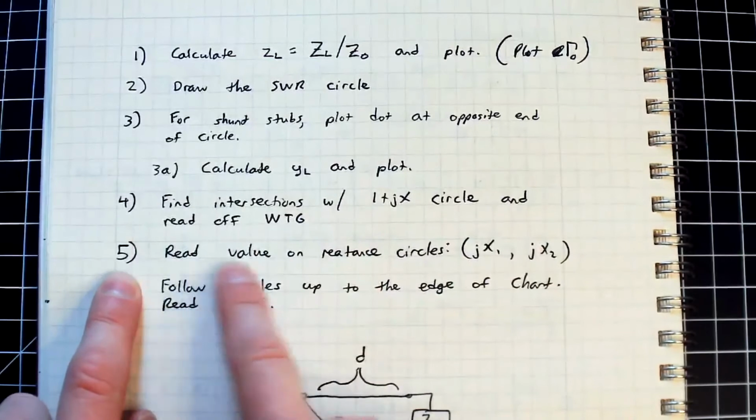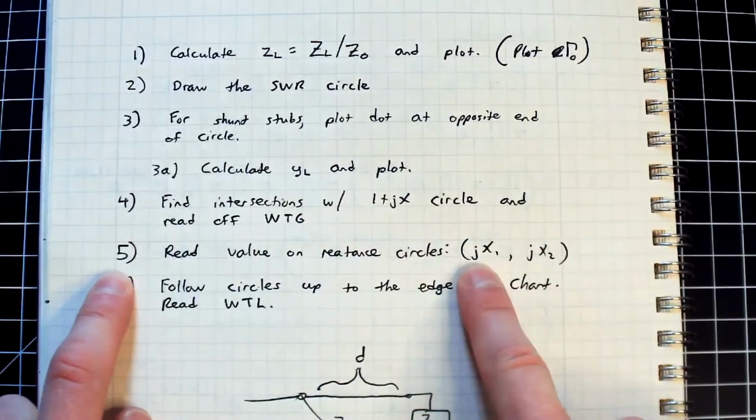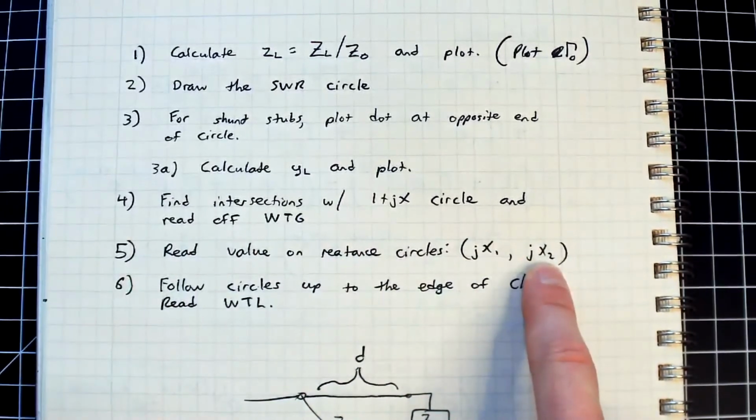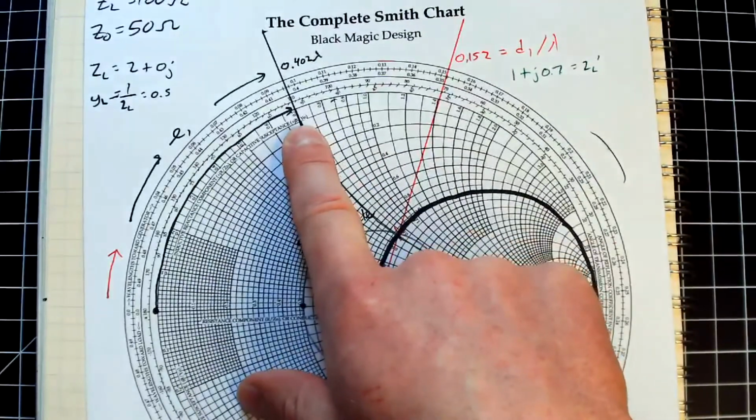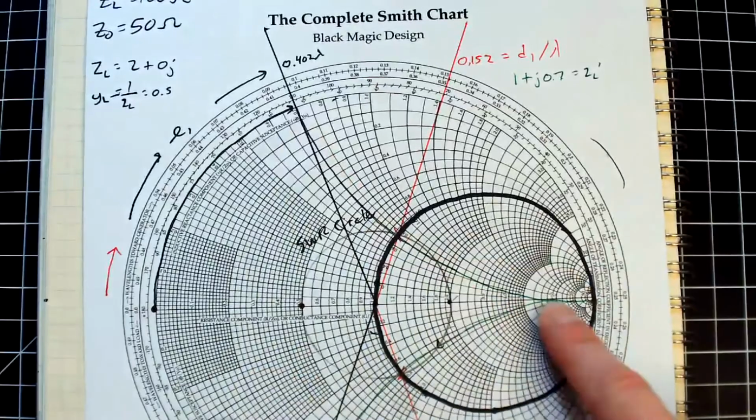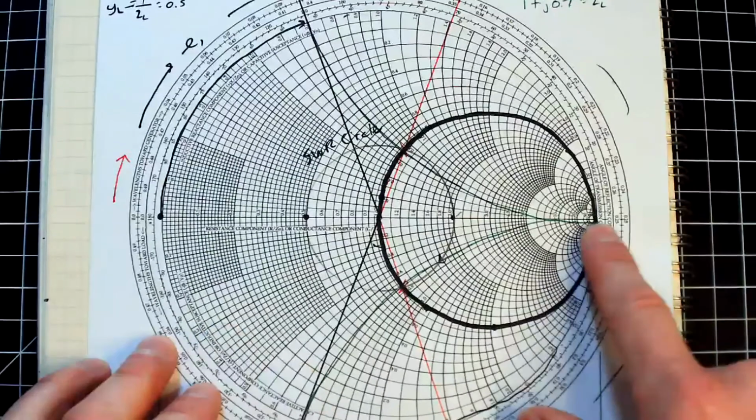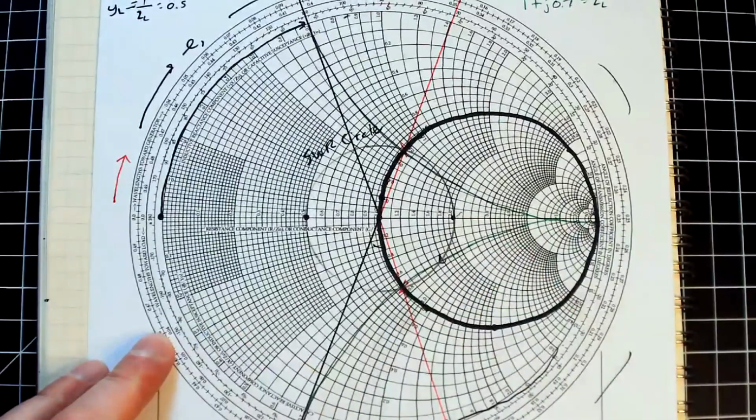Step 5, read the value of the reactance circle. You're going to have 2 reactances, X1 and X2. In this case, you'll notice it was plus and minus 0.7. That's the green arc here. And then I have this guy over here, okay?